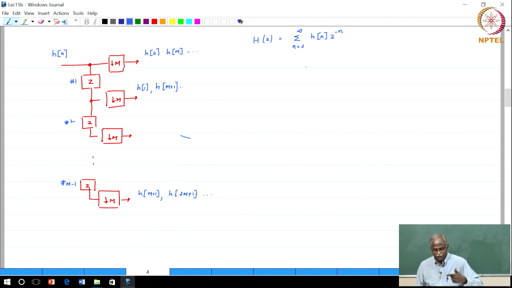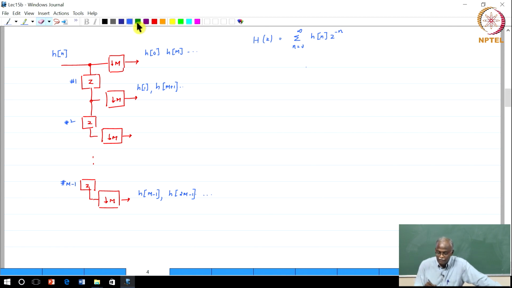So, h of n plus 1, h of n plus 2, h of n plus m, h of, not m plus 1, it is m minus 1. Thank you, that was probably the confusion. Okay. H of m minus 1, h of 2m minus 1. Okay. Now, what these actually represent are the polyphase coefficients of the polyphase component.